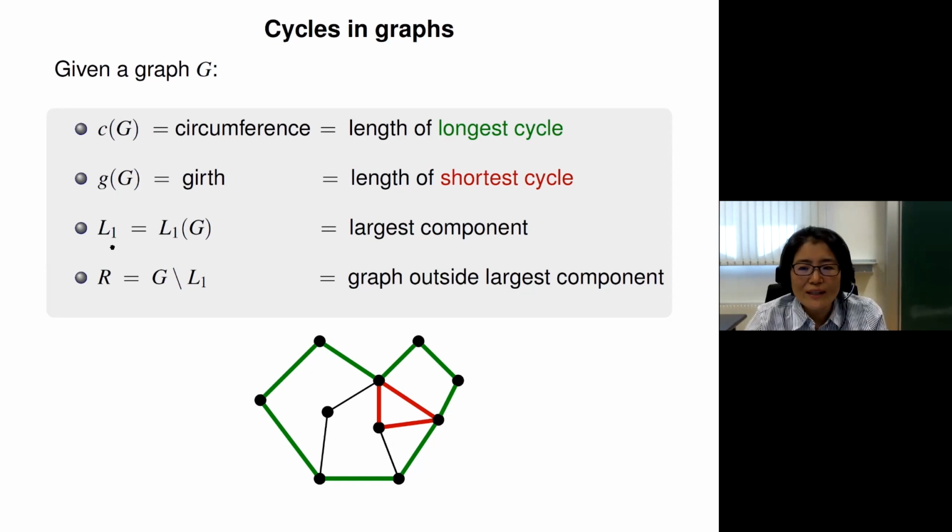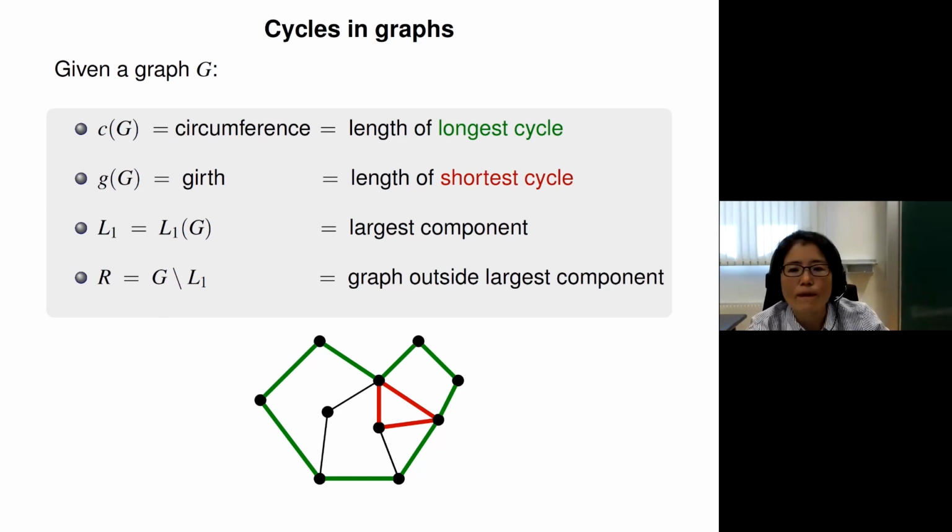L1, as before, denotes the largest component. R will denote the graph outside the giant component, namely the graph after deleting the giant component. I call it a fragment. This name was coined by Colin McDiarmid, who introduced the study of random graphs on surfaces. I follow his terminology. Nevertheless, we don't call it F, but R, the rest. If there are many more components, we can also think about the circumference and girth of the fragment, and the circumference and girth of the largest component as well.